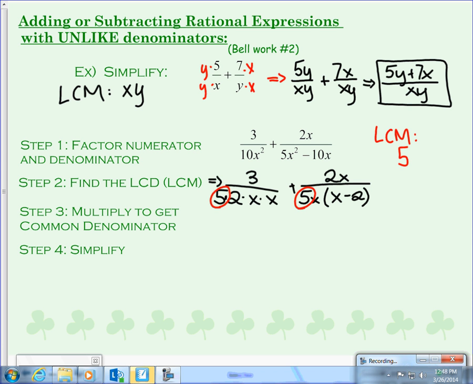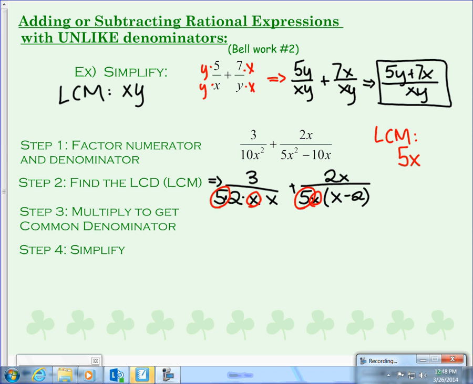Do you see a 2 in both of them? A 2 all by itself? No. An x? Yeah. Okay, writing that once. Do you see another x all by itself? No. And then an x minus 2? I don't see that in the first one. Okay, so I've written down everything I circled.